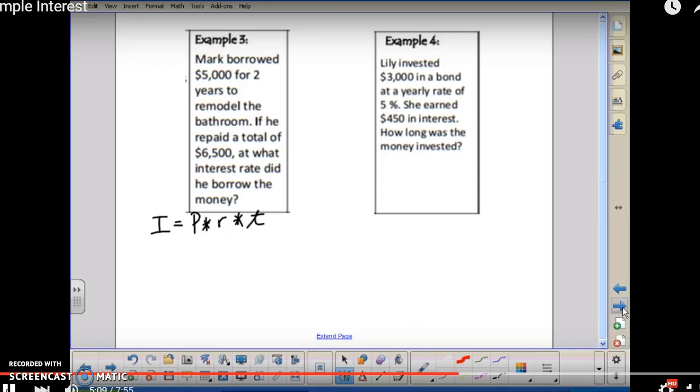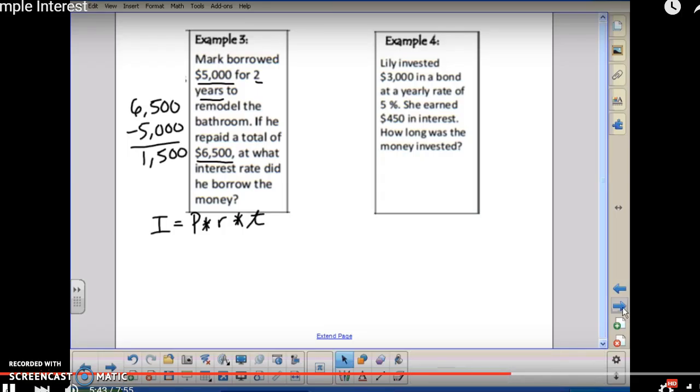So to find the amount of interest in order to solve this problem, first we're going to have to do 6,500 minus 5,000, because we need to figure out how much interest was actually paid. So we're going to use the same formula, I equals P times R times T. We just have one extra step to do first. So we're going to do 6,500 minus 5,000, which is going to equal $1,500. That's how much interest here.